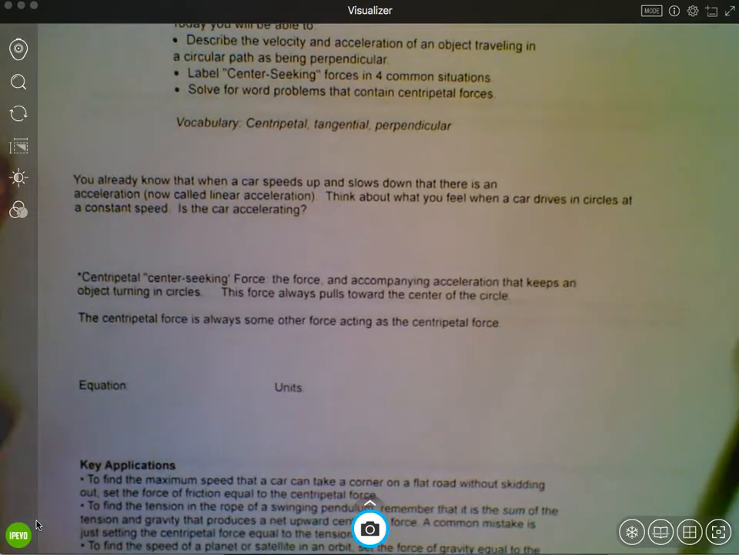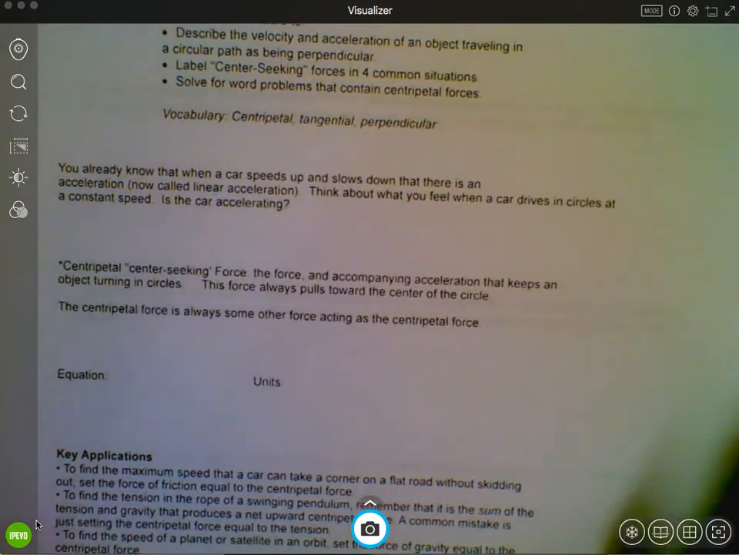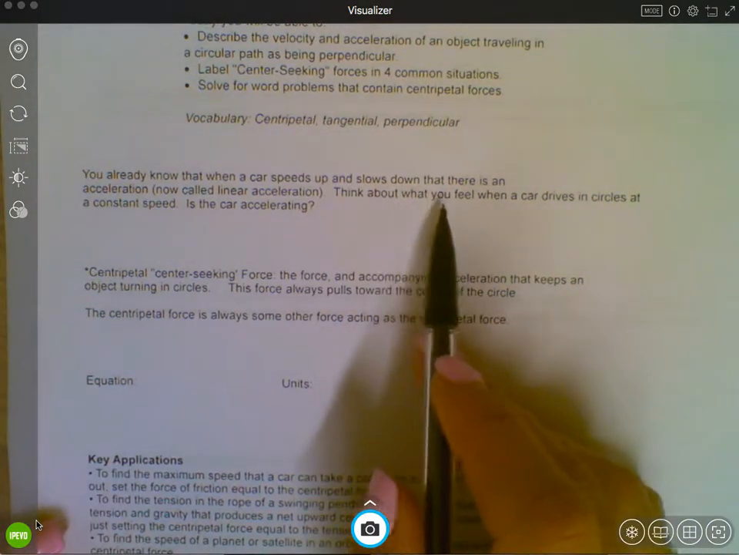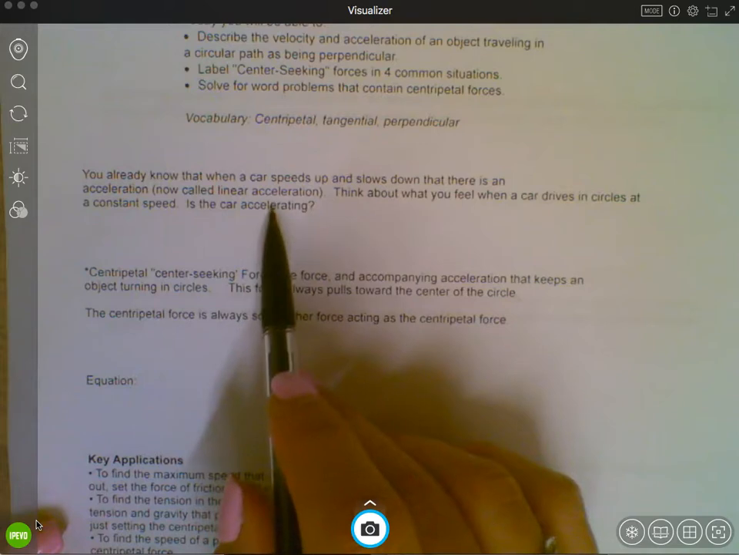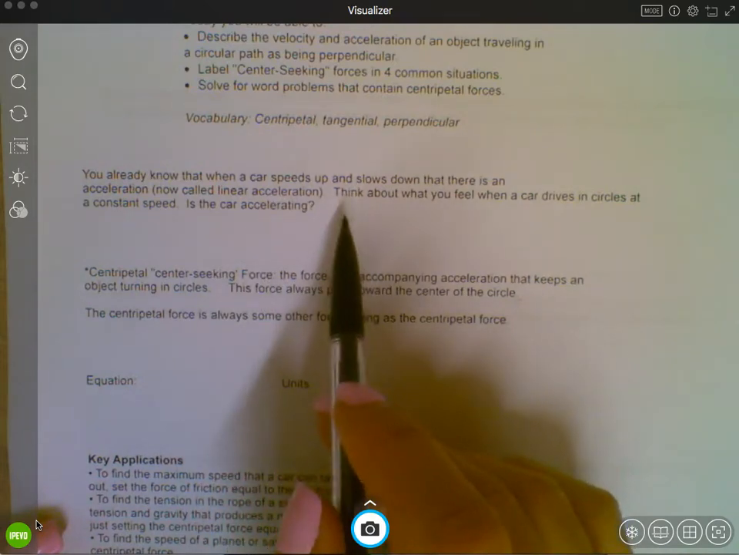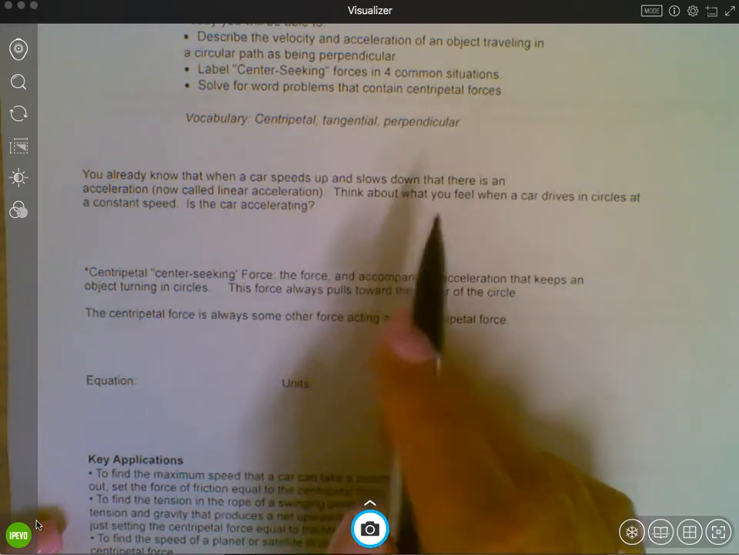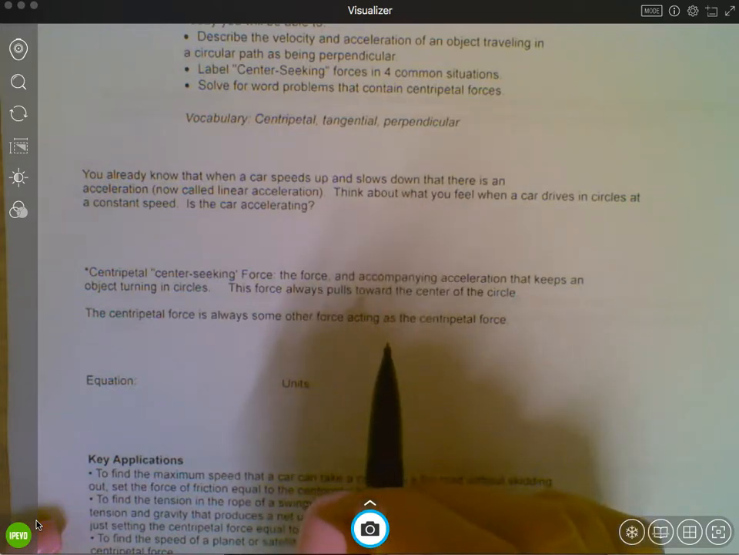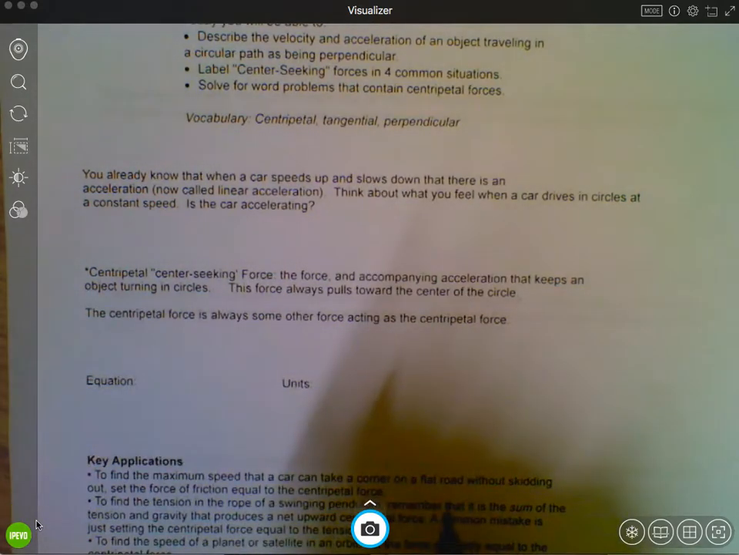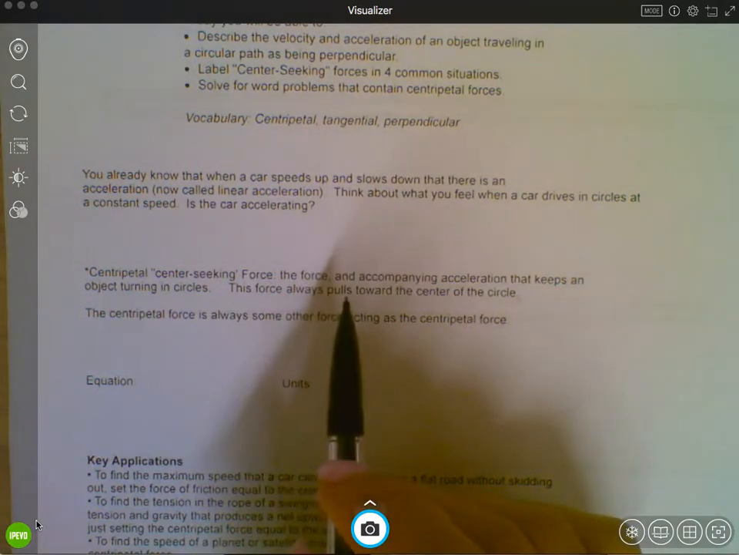Okay, first few things that you need to know, or at least think about here. You already know that when a car speeds up or slows down, there's an acceleration. Right now we've been calling it the linear acceleration, anytime it speeds up or slows down. Think about what you feel when a car drives in circles at a constant speed. Is that car accelerating? The answer is yes.